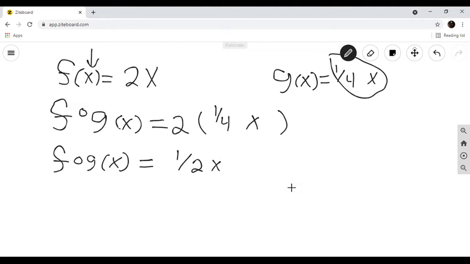x. So like I said before, we've got these two parts that we're putting together to make one whole machine. And when we put them together, it gives us a totally new machine. f of g is equal to 1/2 x, where the other two were either 2x or 1/4 x. Now, like I said before, it does it with direction.